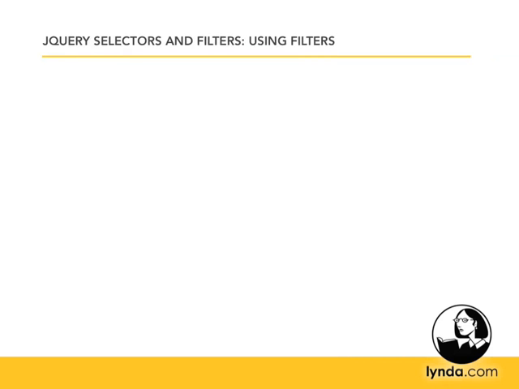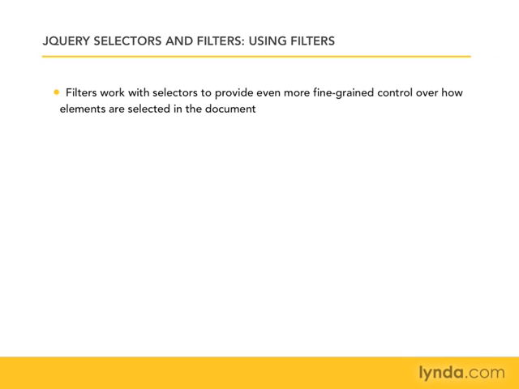So as you've seen, jQuery selectors are very powerful utilities for selecting content inside web pages. So now we're going to look at a feature of jQuery that makes selectors even more powerful while retaining the CSS style simplicity that goes along with the selectors we've already seen. And these are called filters. Filters work in conjunction with selectors, and they provide even more fine-grained control over how elements are selected in the document. jQuery filters fall into 6 different categories.